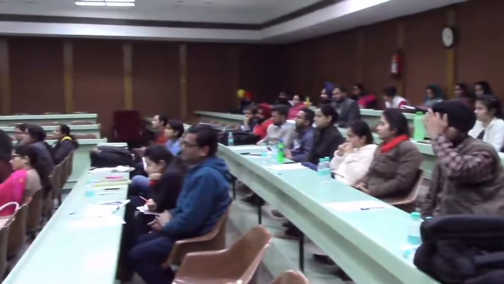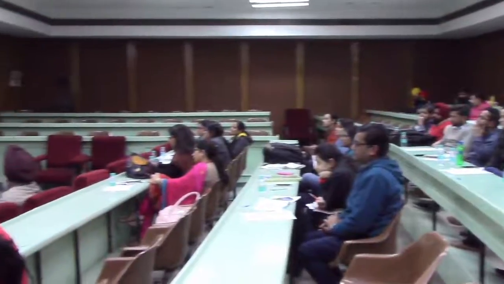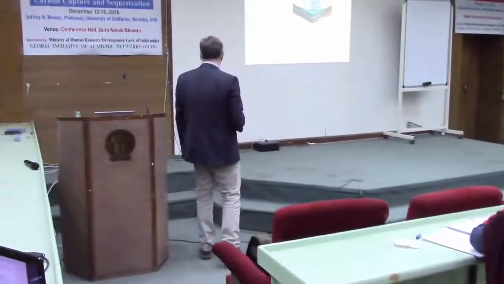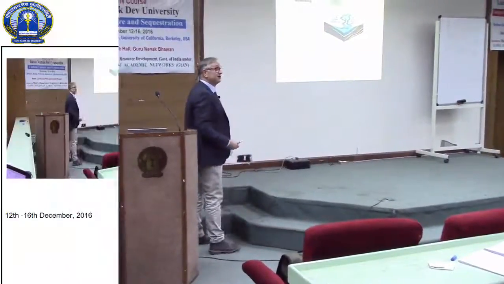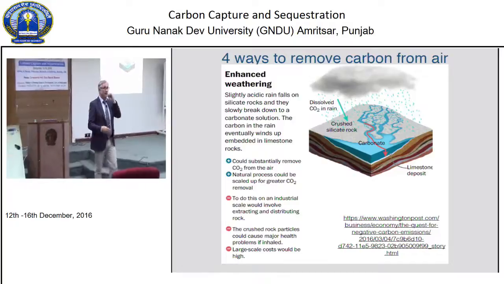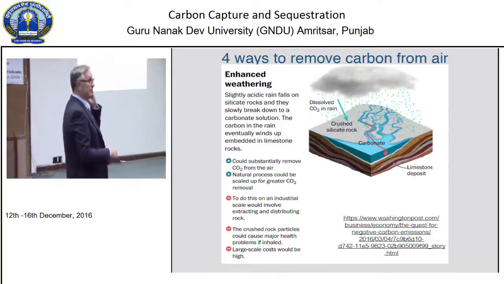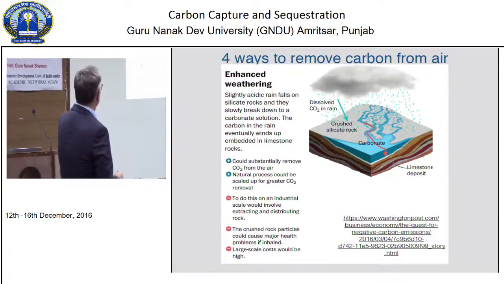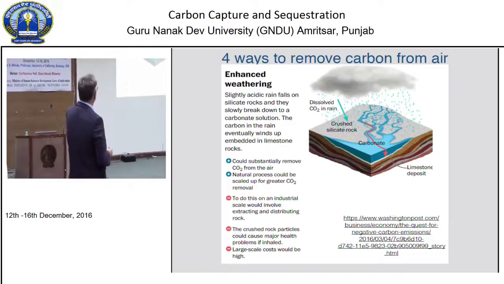Enhanced weathering. Remember that we have slightly acidic rain. It falls on silicate rocks and breaks down these carbonate solutions. It goes into the water and eventually winds up as limestone. And here's another. It could substantially remove CO2 in the air. We know it's part of the natural carbon cycle. We know it's been helping control the level of CO2 in the atmosphere for a million years. And so it's a very exciting opportunity.